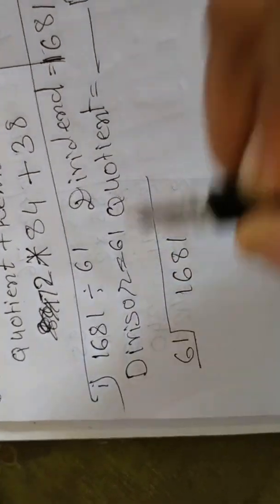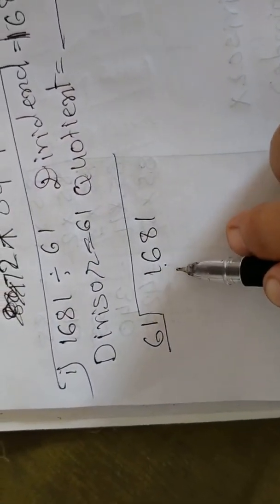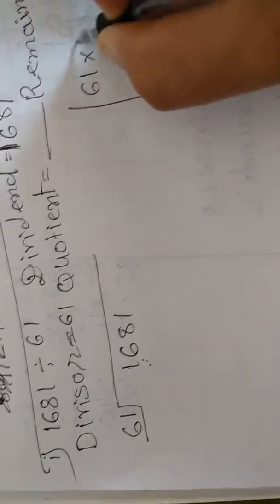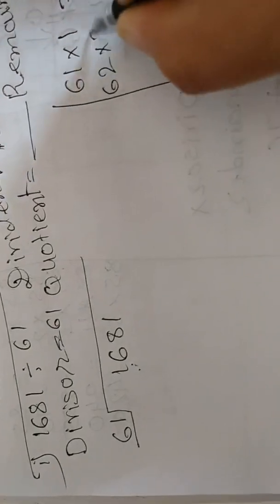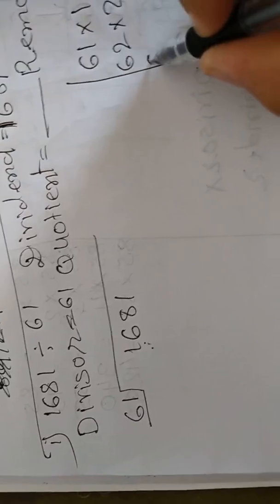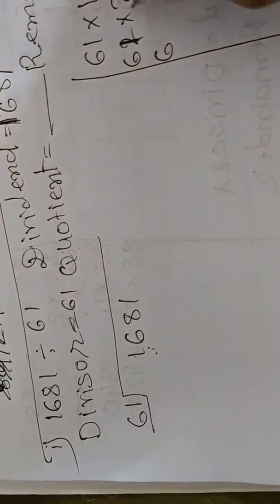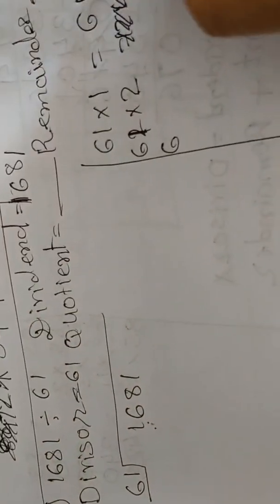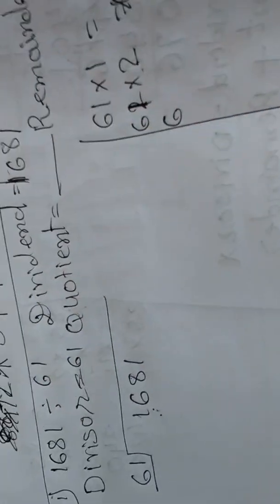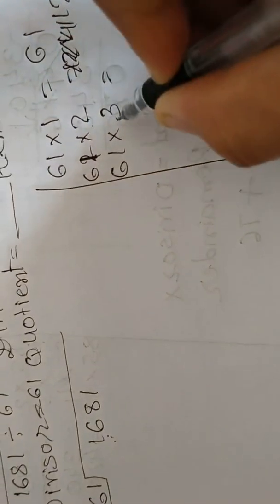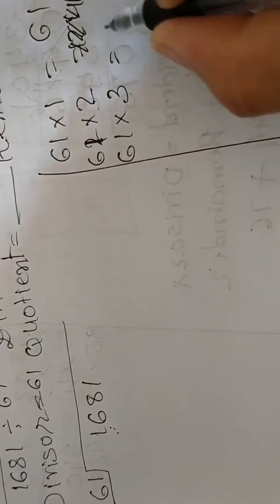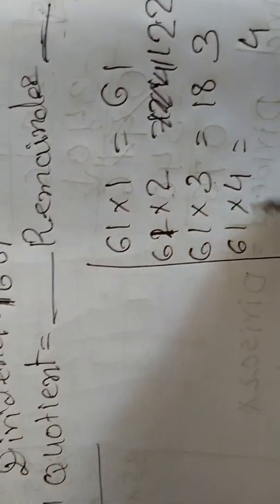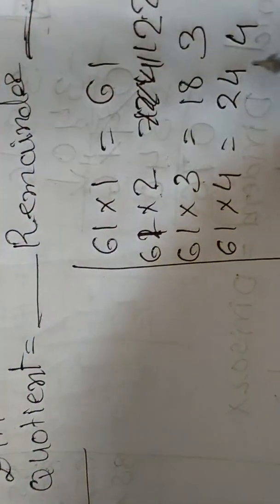1681 divided by 61. Now students, if we are taking here a 2-digit number, division is not possible, so we'll take the 3-digit number. 168 is there, so here we have to write the 61 table. 61 ones are 61, 61 twos are 122, 61 threes are 183. Then 61 fours are 244.